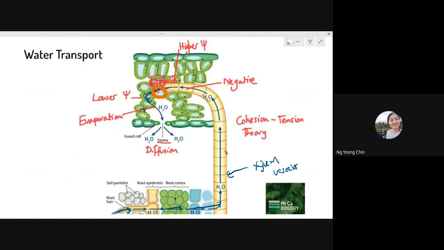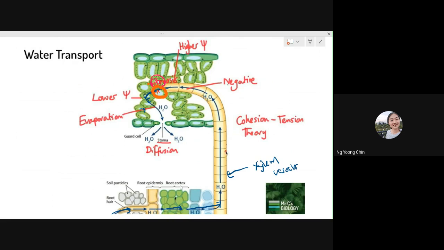So the high water potential in cell B will trigger the water to move further to cell A, because cell B has higher water potential and cell A has a lower water potential. So the water will get into cell A. Then now cell A will become a very high water potential, right? Compared to that adjacent cell.